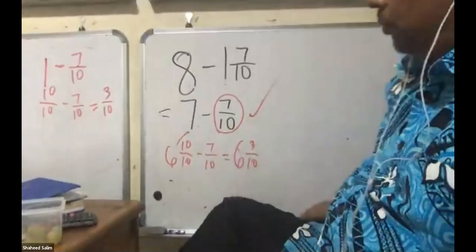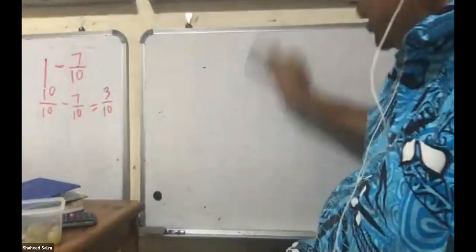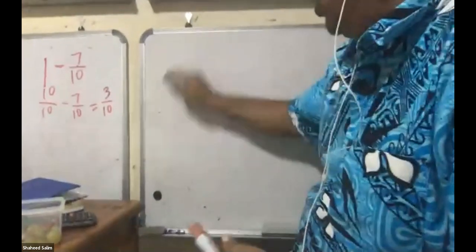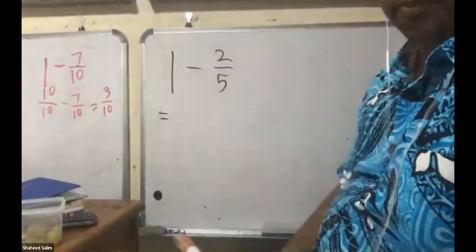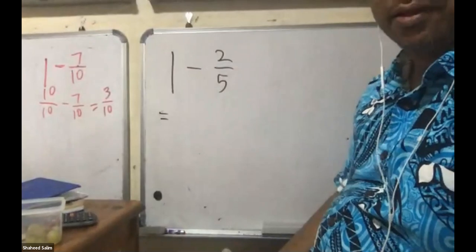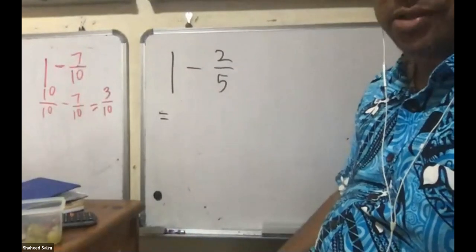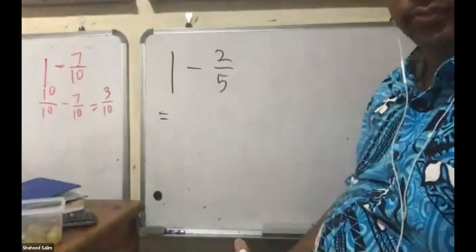We try step by step now. Okay, if you still don't get it, we try step by step. You tell me whether you all can do this. 1 minus 2 over 5. Cannot. What's your answer? Shakil, how to do this one?